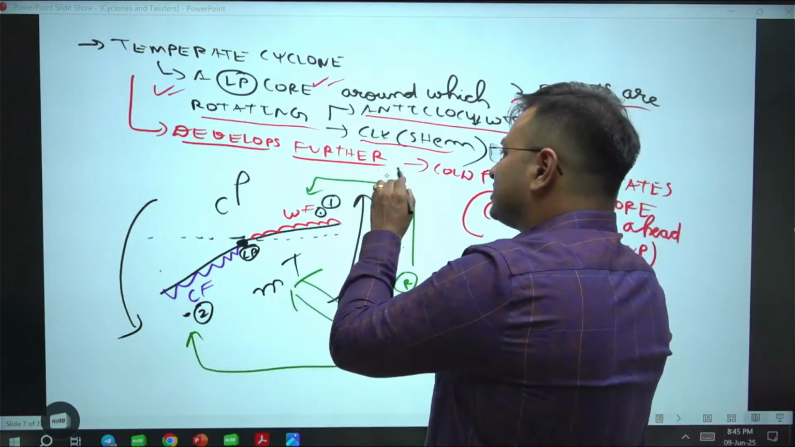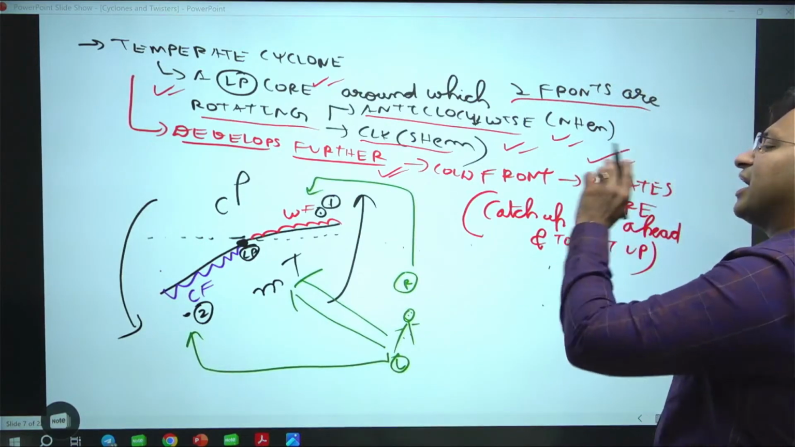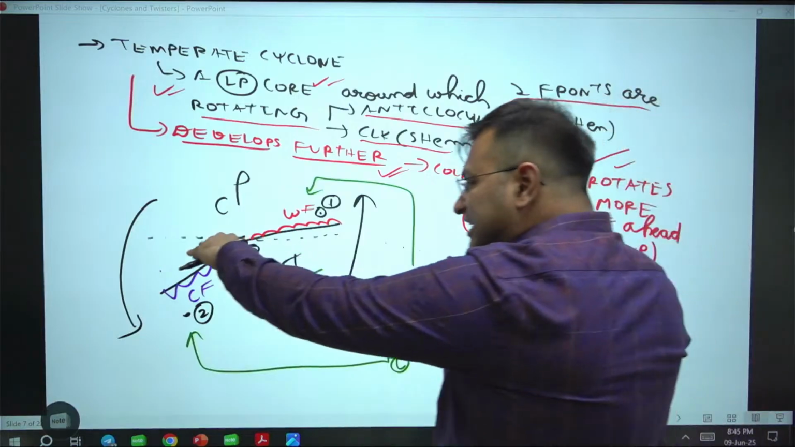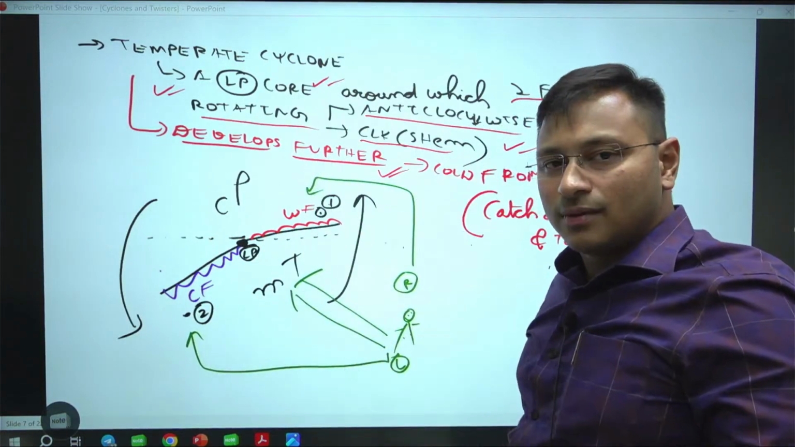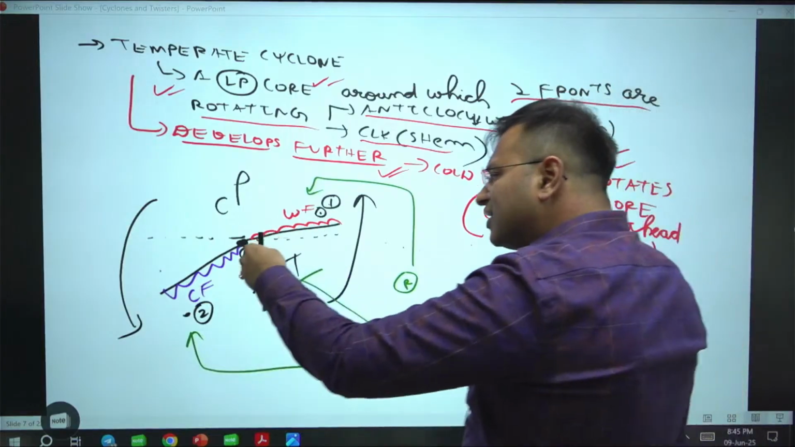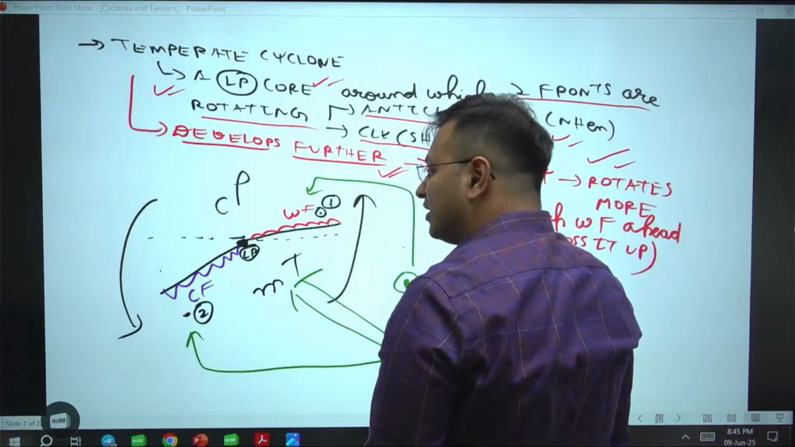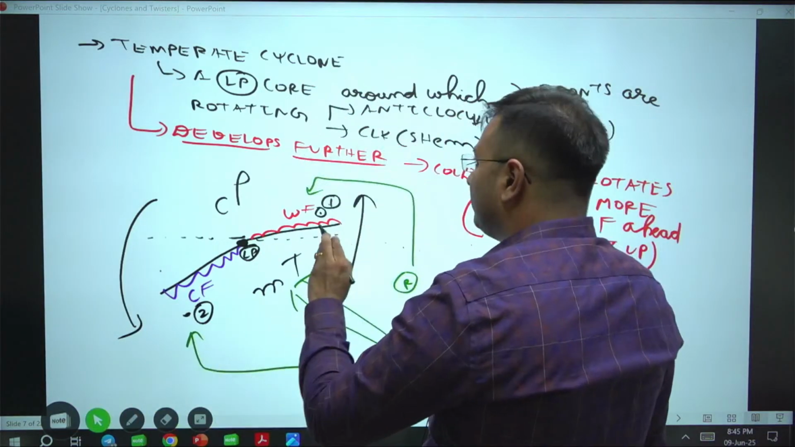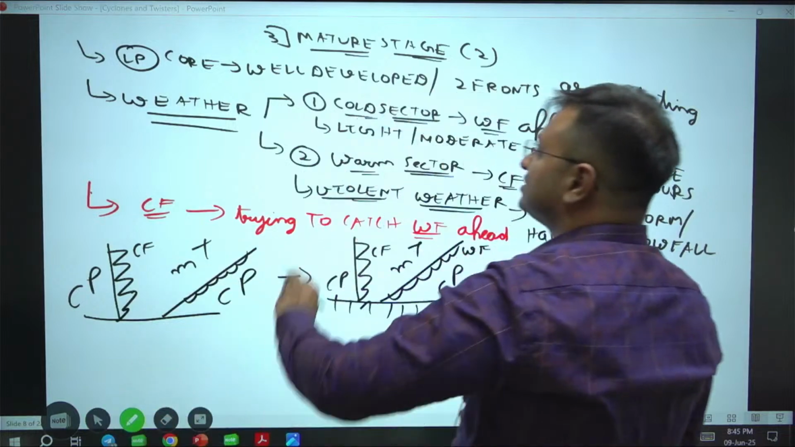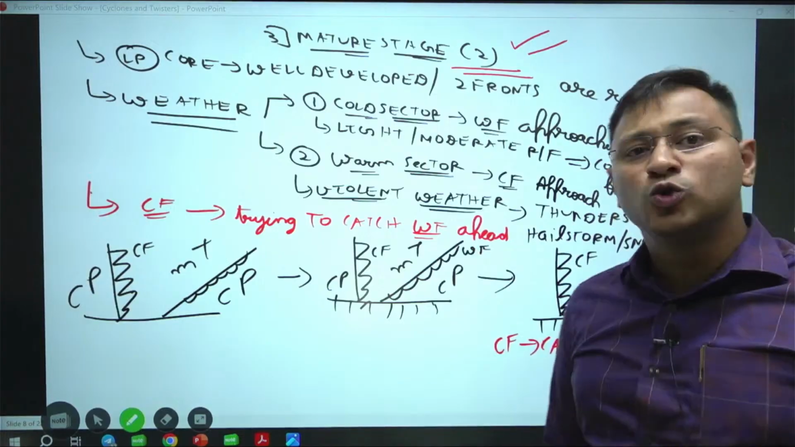So as the cyclone develops further, what is going to happen? The cold front has to rotate more. Why? Because it has to catch up the warm front ahead and toss it up. So as the cyclone develops further, the cold front will rotate more and the warm front will not rotate that much. Hence, the next stage which we are having is referred to as the mature stage, or stage number 2.